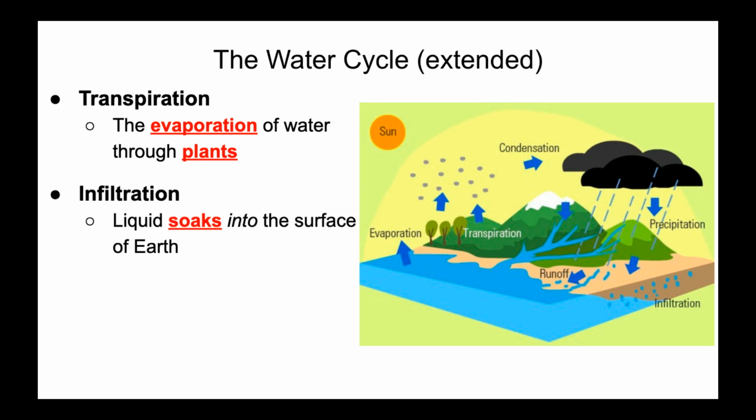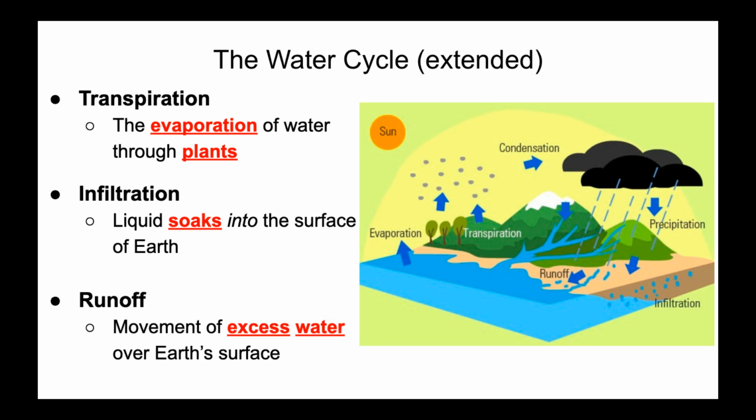The next one is infiltration. So infiltration is when liquid soaks into the surface of the ground. So like when we have lots of snow melting in Minnesota, all of that extra water will soak into the ground. Sometimes the water doesn't go into the ground and then we get flooding.